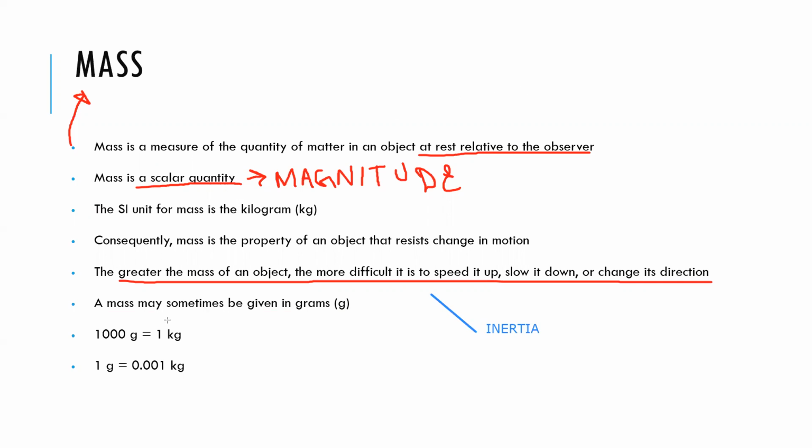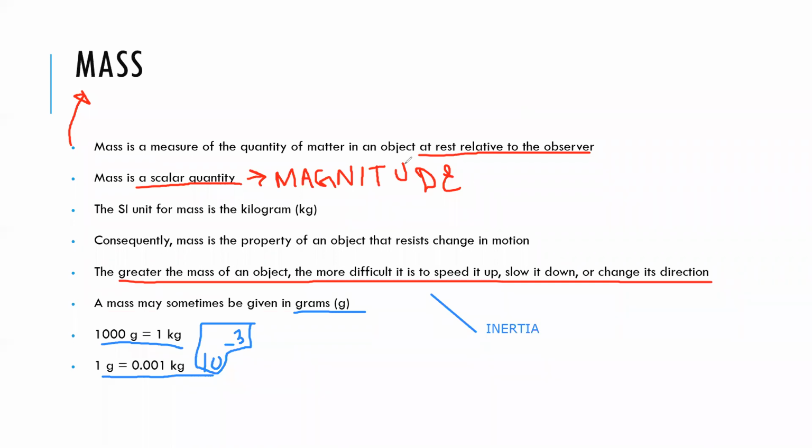Moving forward, mass is quite a few times given in grams. So 1,000 grams is equal to 1 kg. So always remember, 1 kg is equal to 10 to the power minus 3. Always remember this thing.